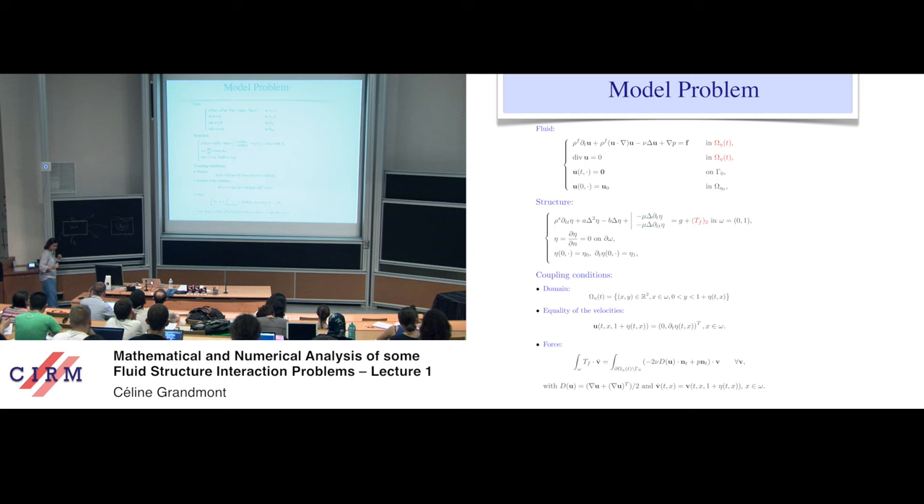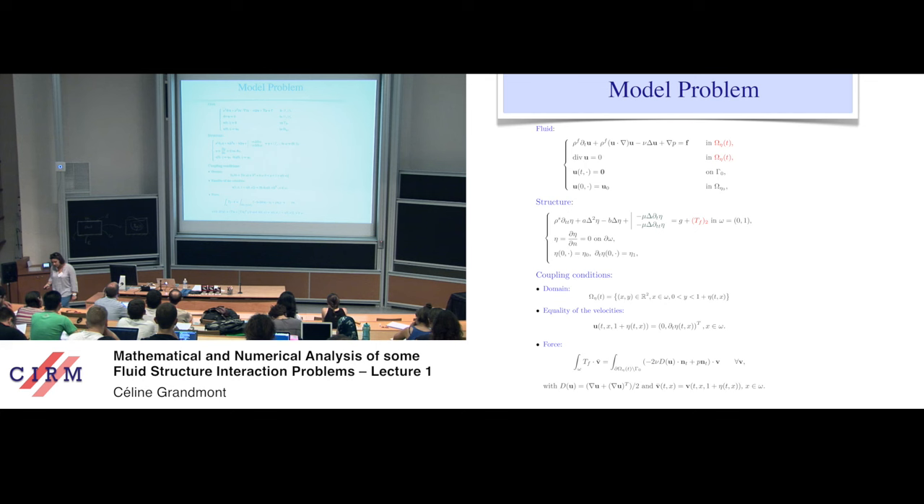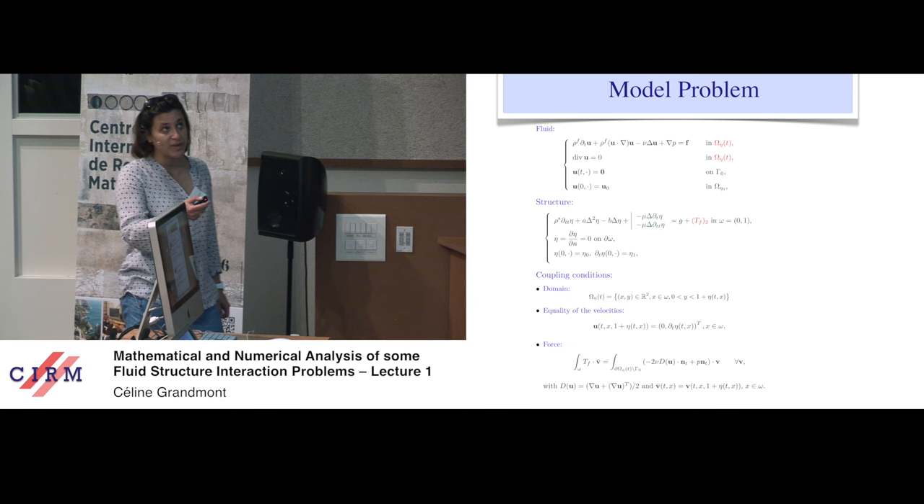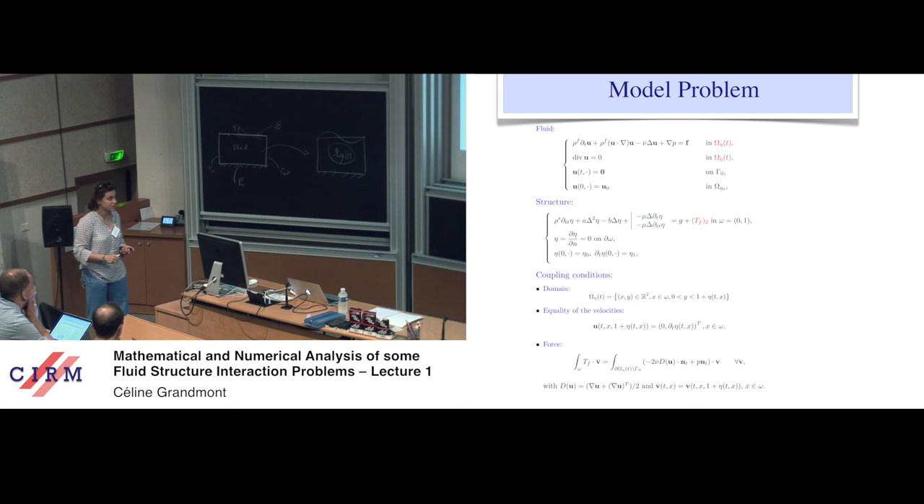the bottom of the cavity. And for the structure, here I choose to consider a beam equation. So eta is a transverse displacement of the structure. It is standard to set the structure equation in the reference domain. So what we are describing is the displacement of each physical point of the reference configuration. So here the reference configuration is only, so this is a square, 0, 1.